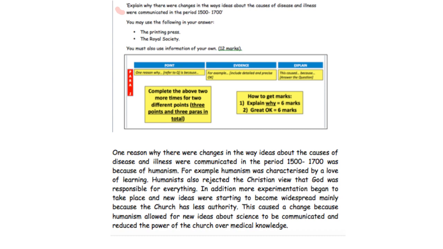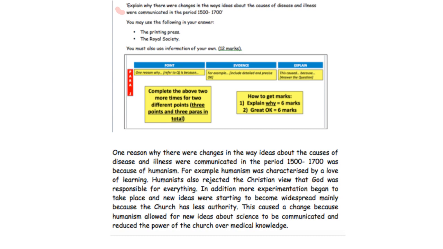The 12-mark question is exactly the same as the one that you've already addressed for your paper 3. And in fact, in some ways, this 12-mark question is one of the most important to get right because it appears on all 3 of your GCSE history papers. So it is worth us going back over and reminding you how to structure your 12-mark question.